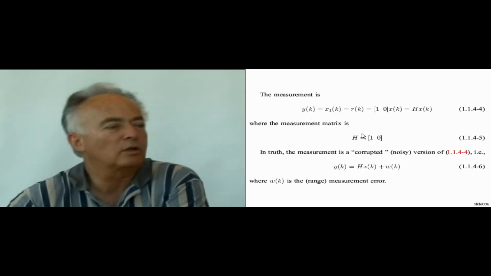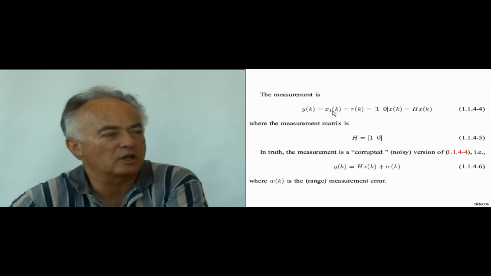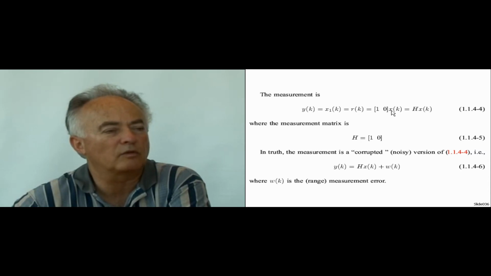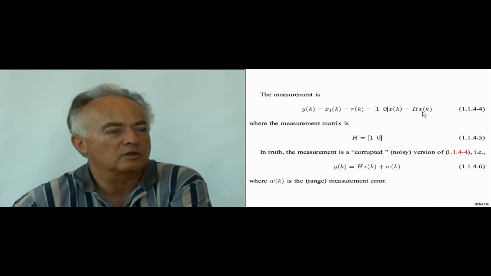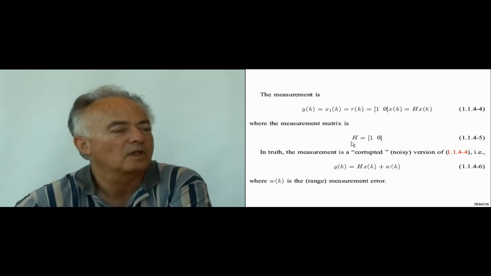The measurement will be the first component of x, so y is x1, that's the range. This is the row vector 1, 0 multiplying the column vector x. So that's Hx, and here is the measurement matrix H. We are using notation that will be common later in Kalman filters.